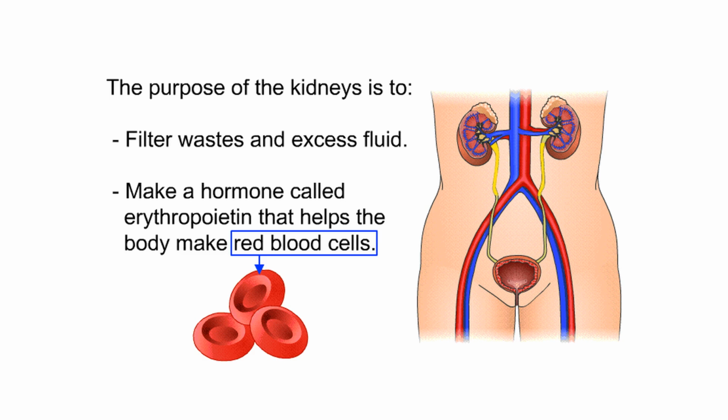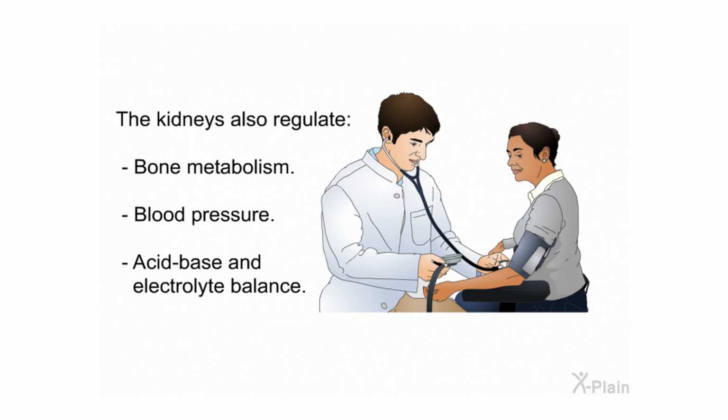The purpose of the kidneys is to filter wastes and excess fluid, and make a hormone called erythropoietin that helps the body make red blood cells. The kidneys also regulate bone metabolism, blood pressure, acid-base, and electrolyte balance.